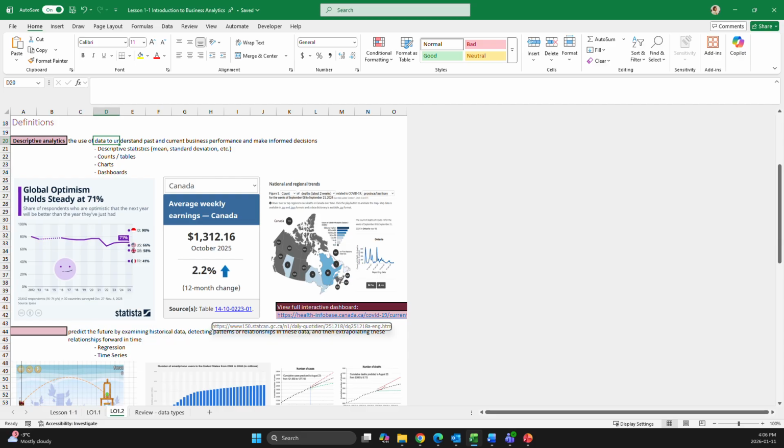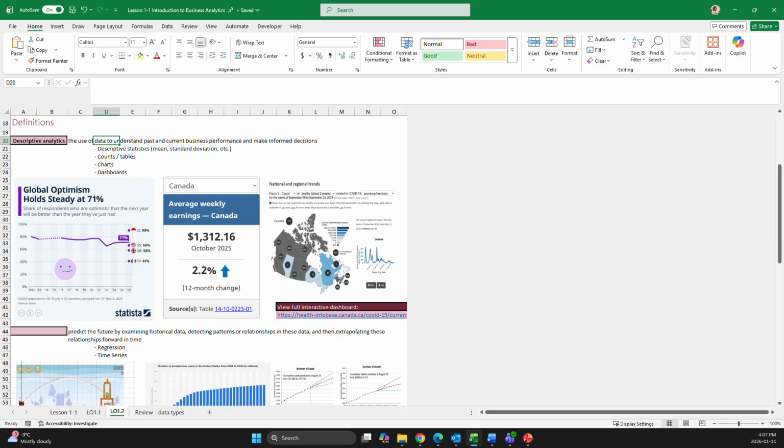An example from Statistics Canada is that using results from the census, they say average weekly earnings in Canada are $1,312.16 as of October 2025.